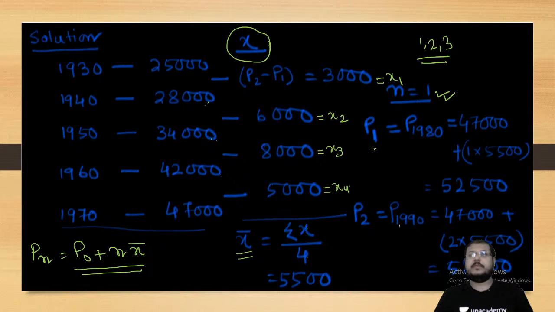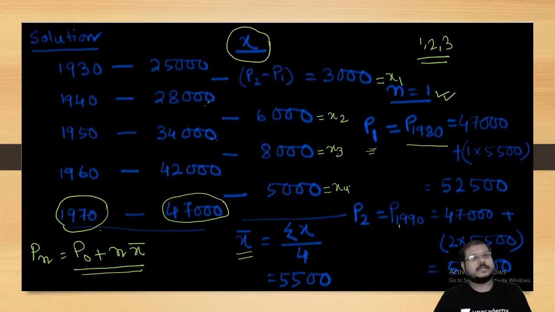So your P1 means n equals to 1. For which decade are you getting the value? One decade from the known data. Known year is 1970. From that, one decade means 10 years, that is 1980. P naught is the population of the last known decade, 47,000. Don't get confused regarding this P naught. So P naught 47,000 plus n is 1 times x bar is 5,500, is 52,500.